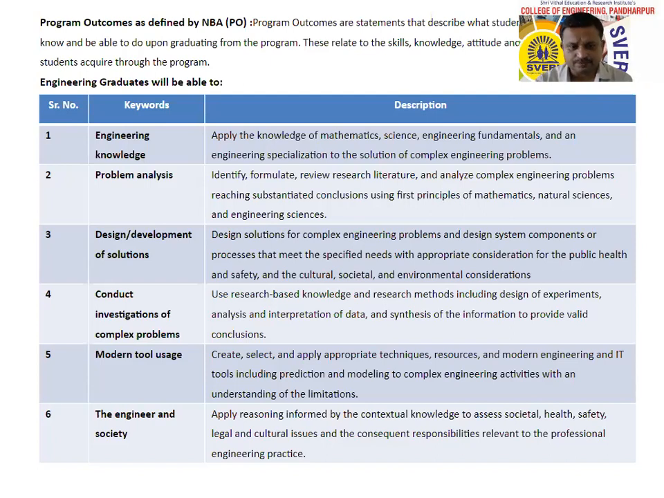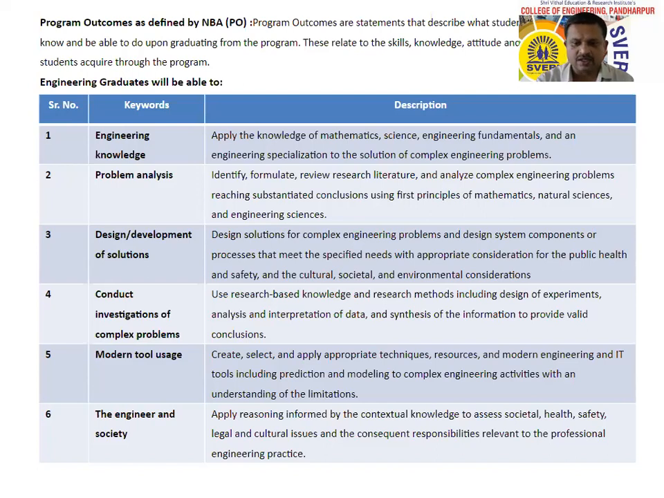Then second PO, problem analysis. Identify, formulate, review research literature, and analyze complex engineering problems, reaching substantiated conclusions using first principles of mathematics, natural sciences, and engineering sciences. Third, design or development of solutions. Design solutions for complex engineering problems and design system components or processes that meet the specified needs with appropriate consideration for the public health and safety and the cultural, societal, and environmental considerations.